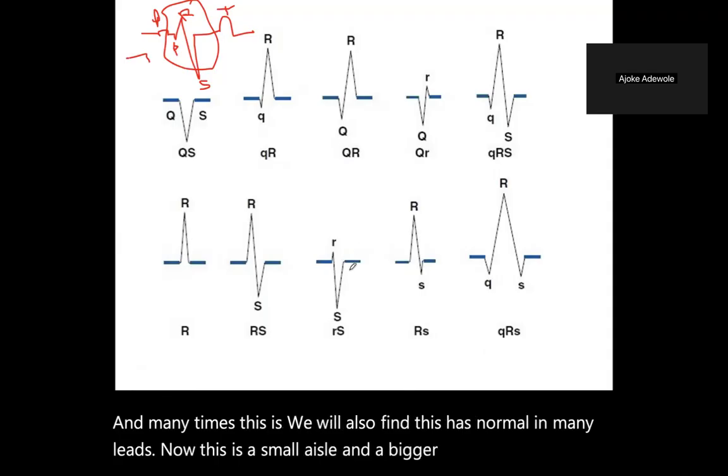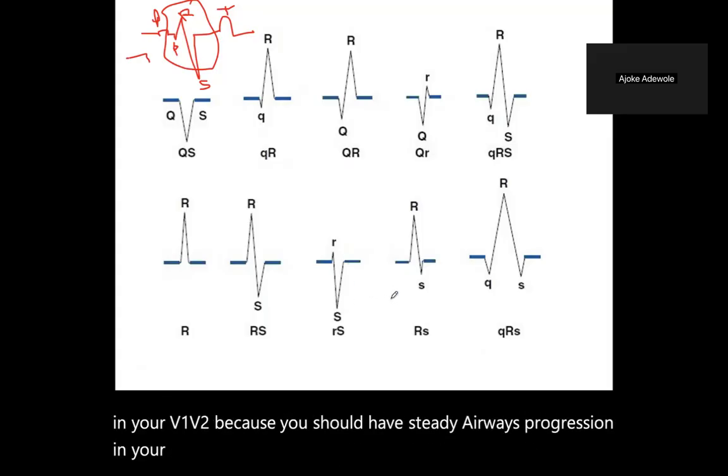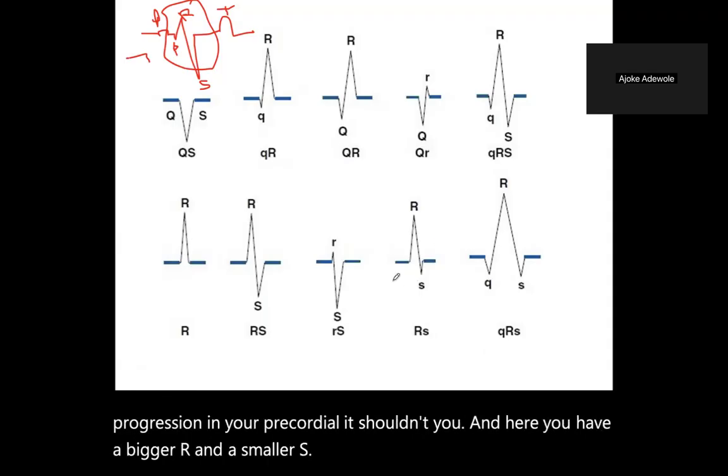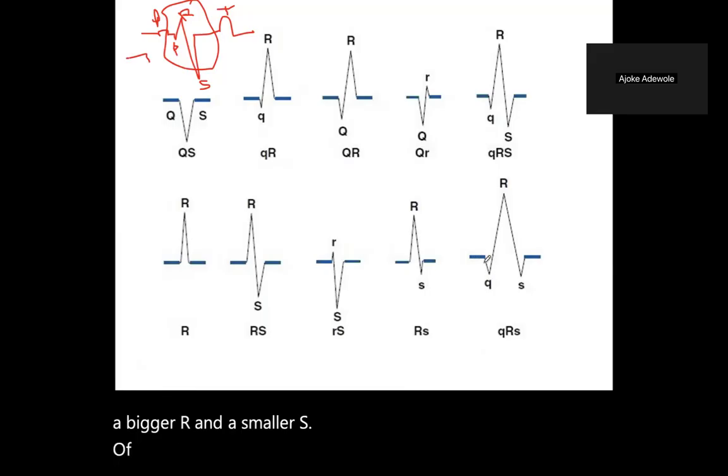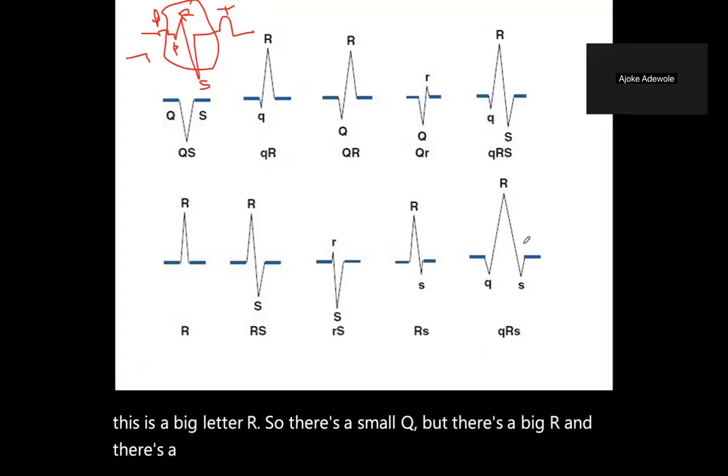Now, you find this in your V1, V2 because you should have steady R wave progression in your precordial leads, shouldn't you? And here you have a bigger R and a smaller S, right? And of course, you have your QRS. In this case, there's a small Q. Now, this is a big letter R. So there's a small Q, but there's a big R and there's a small S.